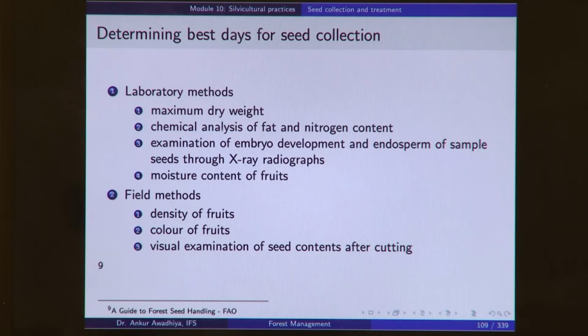Now, laboratory methods include maximum dry weight, chemical analysis of fat and nitrogen content, and examination of embryo development and endosperm of sample seeds through X-ray radiographs, typically by soaking the seeds in barium chloride solution, which makes them opaque to the X-rays. Barium chloride is only able to enter into the non-living portions, it does not enter into the living portions. So, you can very easily see the embryonic development, or you can look at the moisture content of the fruits. The field methods include density of fruits, color of fruits, and visual examination of seed contents after cutting.